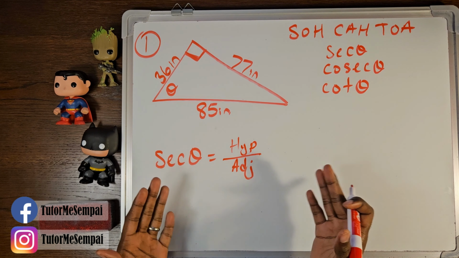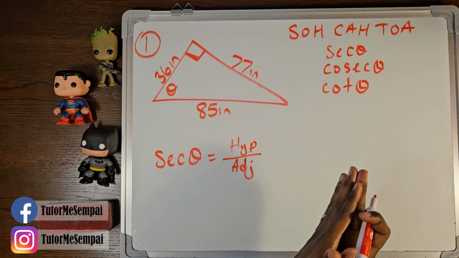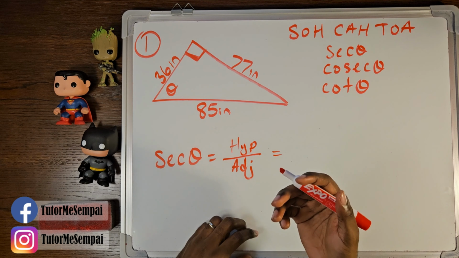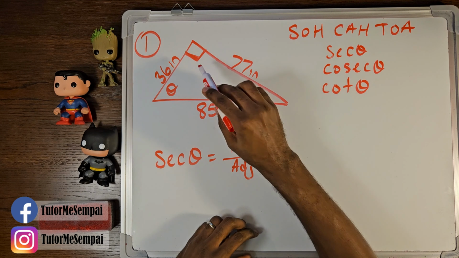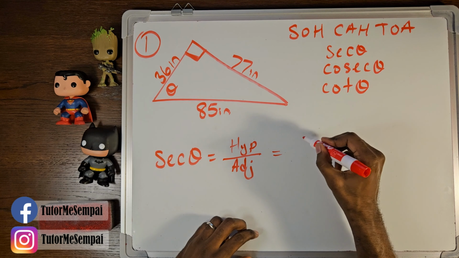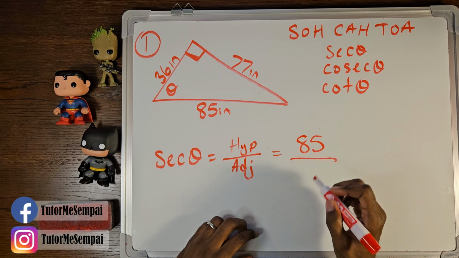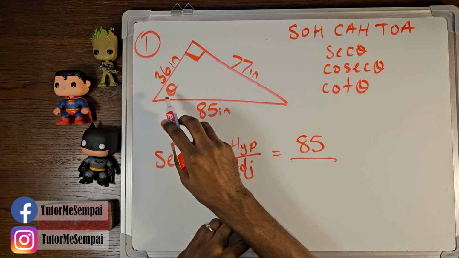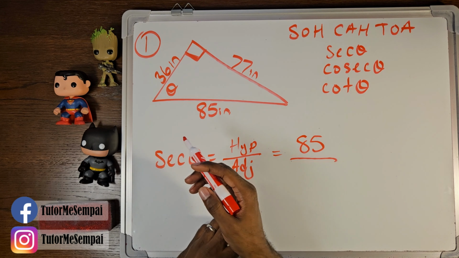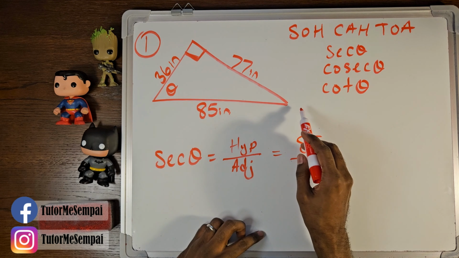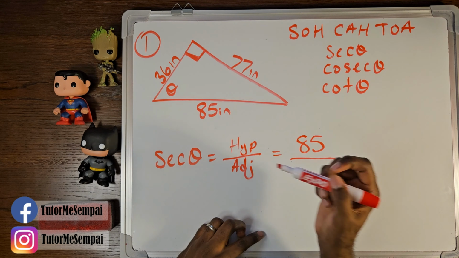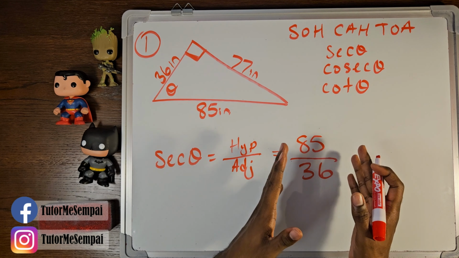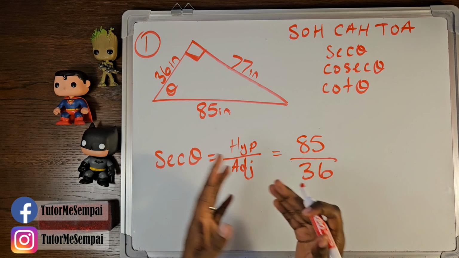Now that we have this, let's determine what is going to be our hypotenuse and what is going to be our adjacent. Now, our hypotenuse is going to be fairly simple. It's always going to be opposite of your right angle. And we have a right angle right here, so our hypotenuse is going to be this 85. Now we have adjacent. First, we have to figure out where is our theta. Our theta is here. So we want to find the side that's adjacent to our theta. Now it's not going to be the hypotenuse, it's going to be the other side, which is this 36. And this is going to be our secant theta, 85 over 36. Let's jump into our next example.